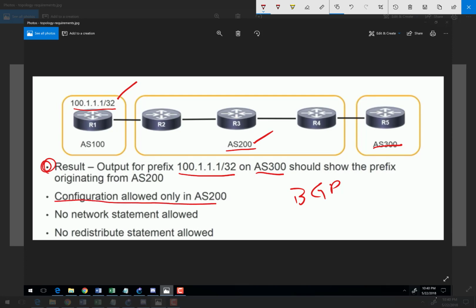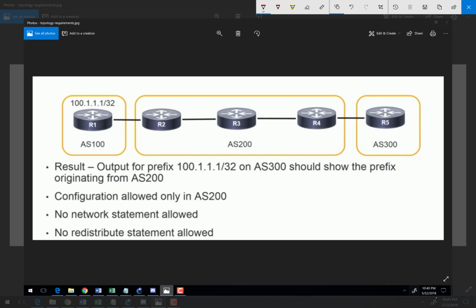Configuration is only allowed in AS200. No network statements or redistribution is allowed. Okay, so with that, I had just about enough information I thought I could get started. There's a couple of things I knew I needed to do right off the bat, just looking at this topology, before trying to meet any of these requirements.